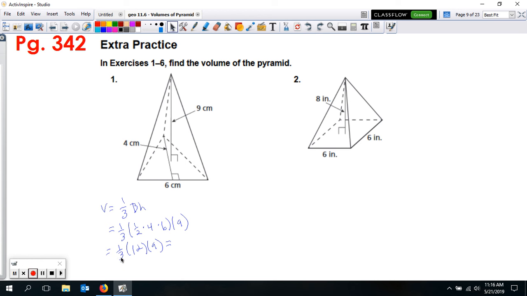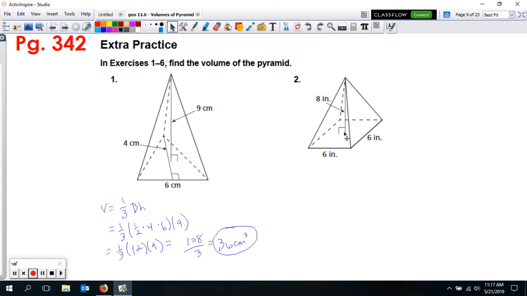We could also quickly just do 1/3 and 9, because 3 goes into 9. You can do that real fast if you want to. Or you could just multiply the 12 and 9 and get 108 and divide by 3. Either way is fine. So I could have said, 3 goes into 9 3 times, 12 times 3 is 36, or just 108 divided by 3 is 36. So it's 36 centimeters cubed. And don't forget, the units are cubed, again, because we're talking about volume.